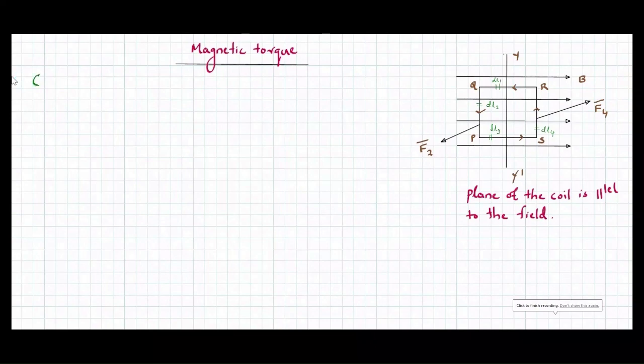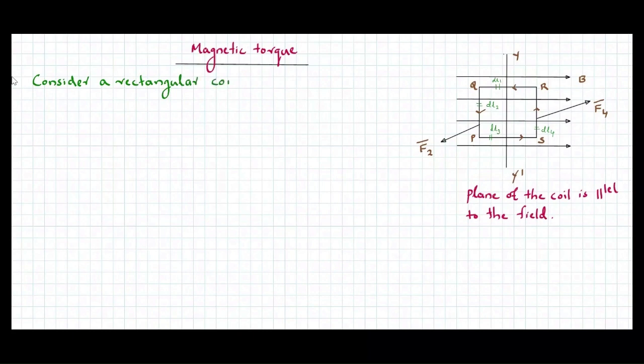Good morning all. The next topic is magnetic torque. In this section, we will see what happens when you suspend a rectangular coil which carries a current in a uniform magnetic field. Here we see the special case when the plane of the coil is parallel to the magnetic field.